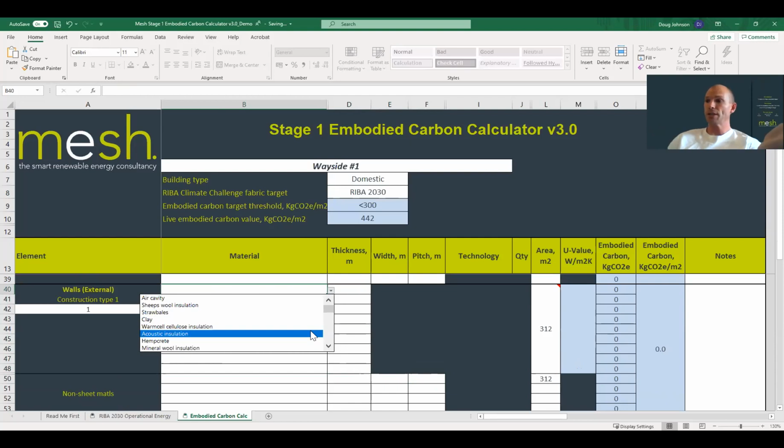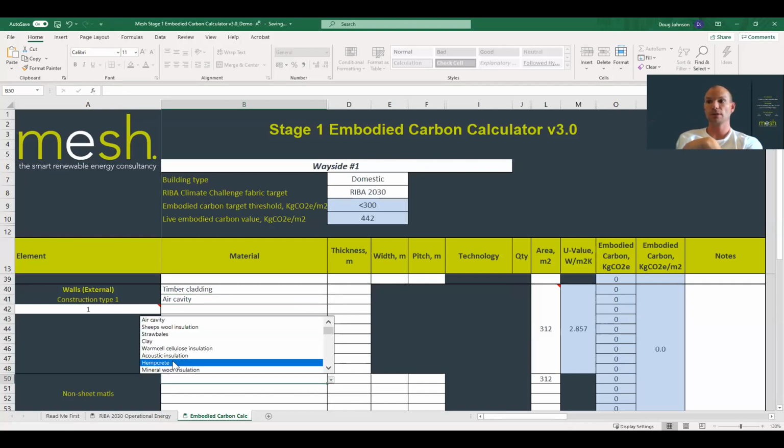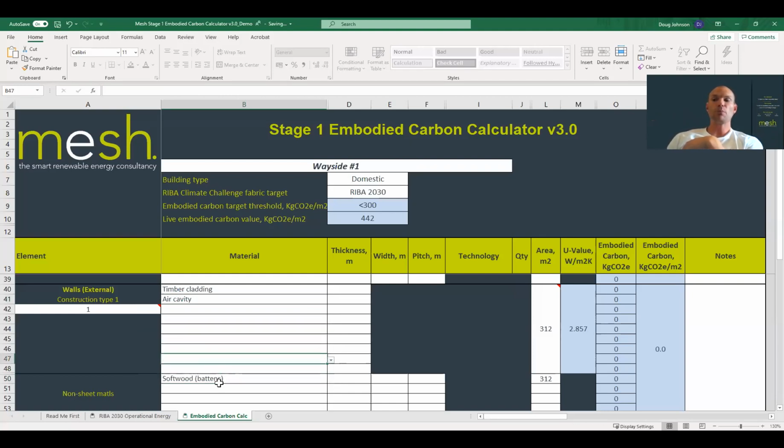Say we've got timber cladding on the outside of a building. So we start with timber cladding on the outside. Let's just worry about the layers for the minute. We've probably got an air cavity in there. We've got battens. Battens, for example, would go in the non-sheet materials. The only slight issue with putting materials in the non-sheet materials section is your U value is going to be slightly out. Your U value is calculated from the layers, so as soon as you start putting in non-sheet materials, you get a slight variation on the U value.